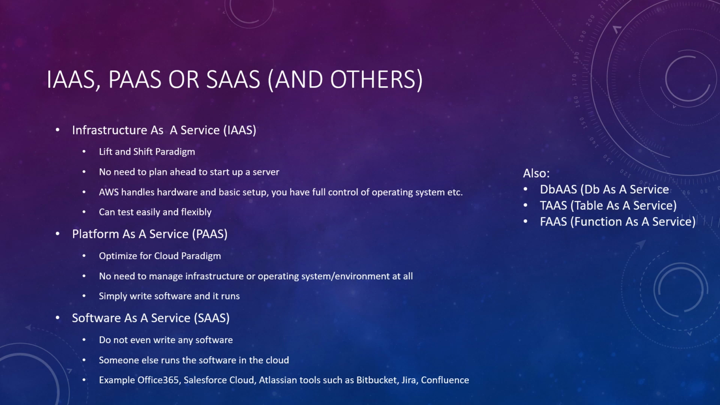So they start off with a lift and shift paradigm, and then they start optimizing parts of the system to run as functions in the cloud or as containers in the cloud. You might have heard of those. And that's when you're really using a platform as a service rather than an infrastructure as a service. And we'll go into more depth of that later. So if that doesn't quite make sense yet, it will later on, I promise. So you simply write the software and it runs in an AWS environment where AWS are basically managing everything.